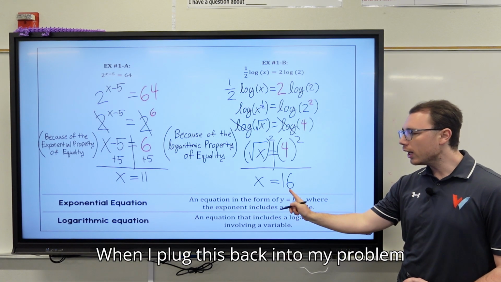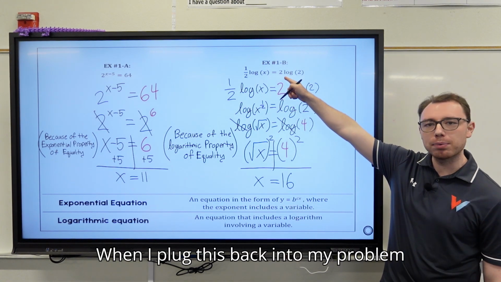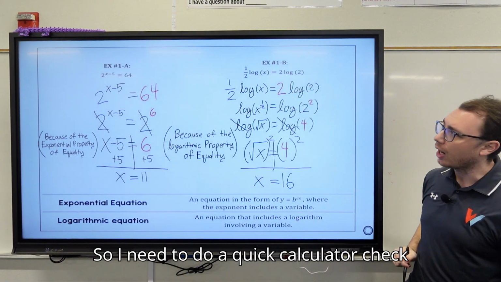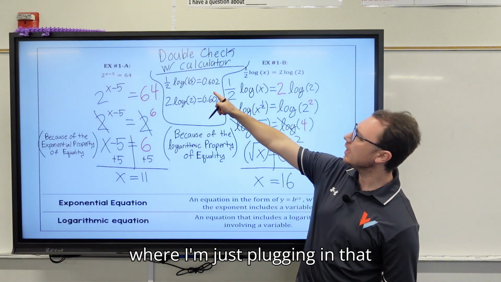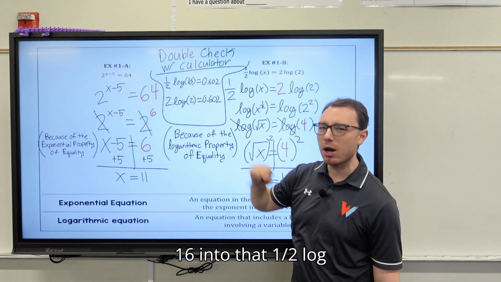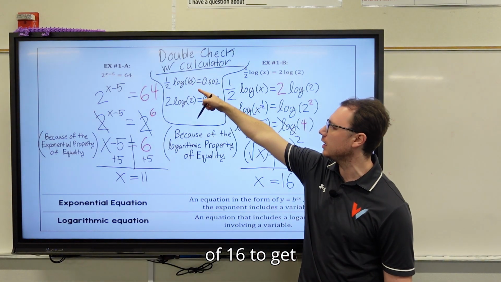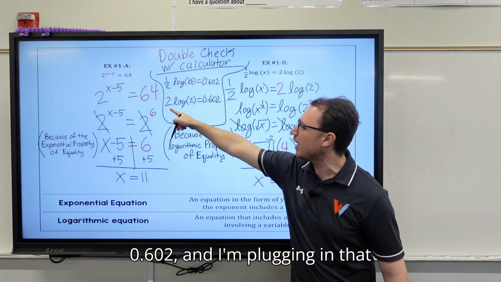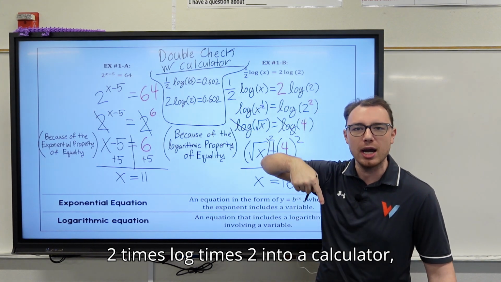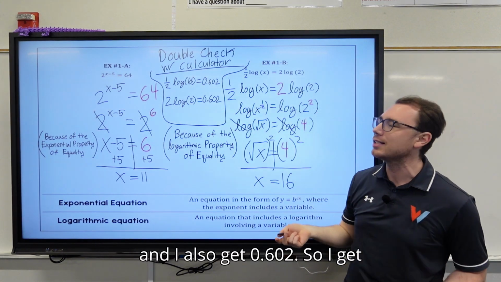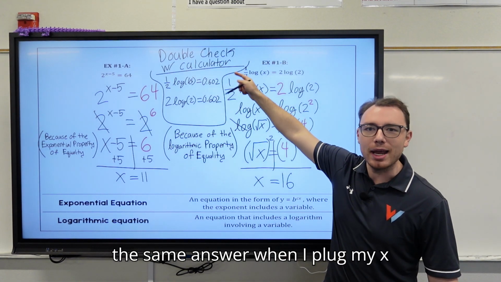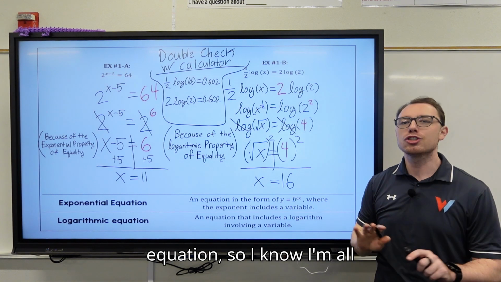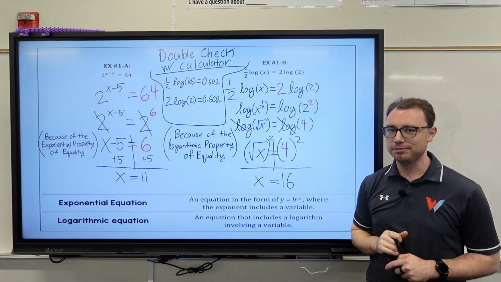However, when I plug this back into my problem here, I can't do that mentally. So I need to do a quick calculator check where I'm just plugging that 16 into that 1/2 log of 16 to get 0.602. And I'm plugging 2 times log of 2 into a calculator, and I also get 0.602. So I get the same answer when I plug my x value into that first part of the equation, so I know I'm all good.